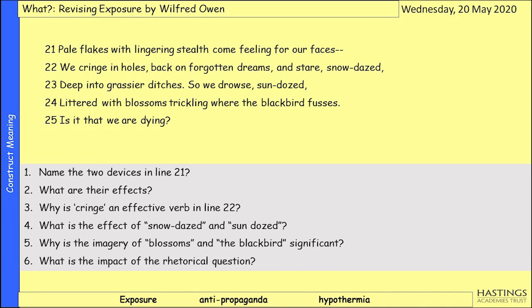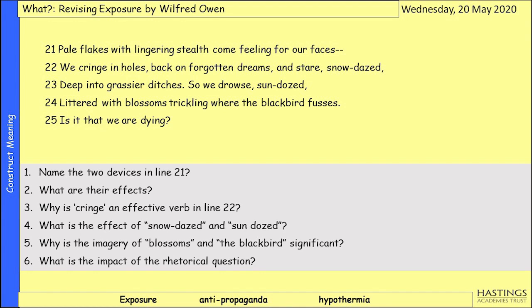Number 3. Cringe is a very effective verb because it gives the impression of the soldiers recoiling and cowering away from the snow. It denotes a sense of fear, which is in stark contrast to the images that people at home had of the soldiers. There's obviously nothing wrong with being afraid that you might die of hypothermia. It's just not the prevailing image that the propaganda like to portray of the soldiers.